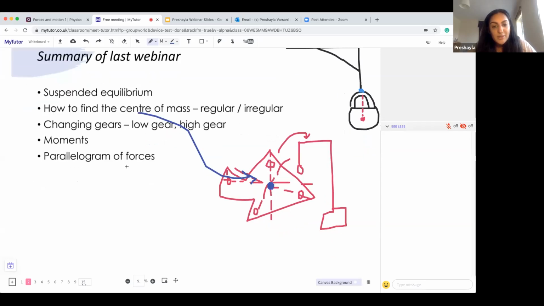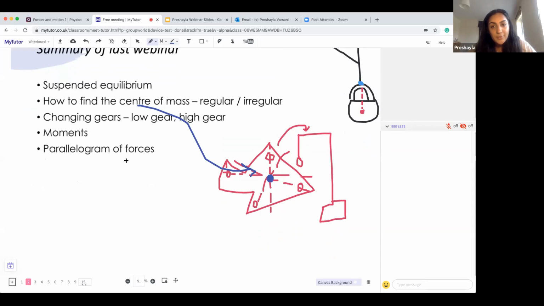We also looked at the principle of moments, which says that the sum of the clockwise moments about a point equals the sum of the anti-clockwise moments about that same point. So it's not left and right moments, it's clockwise and anti-clockwise moments.